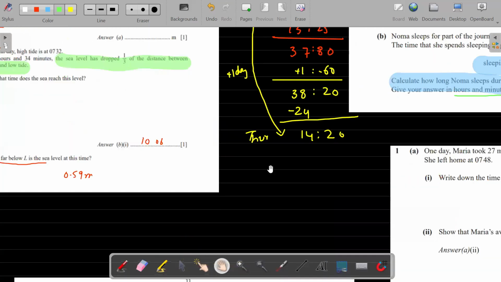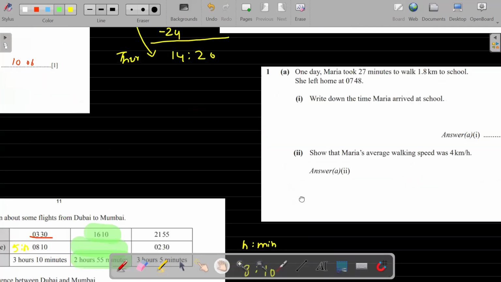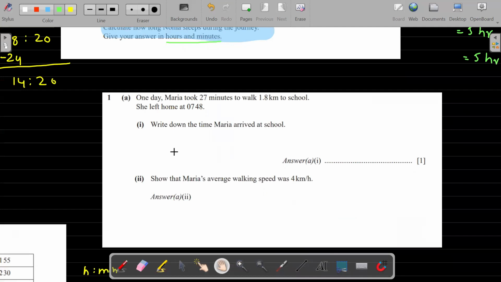Okay, these are the questions which we have done. Let's do one more question. It says one day Maria took 27 minutes to walk 1.8 kilometers to school. She left home at a certain time. Work out the arrival time. So she left home at 7:48, and she has taken 27 minutes to reach.